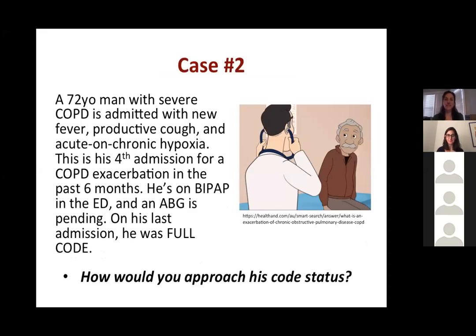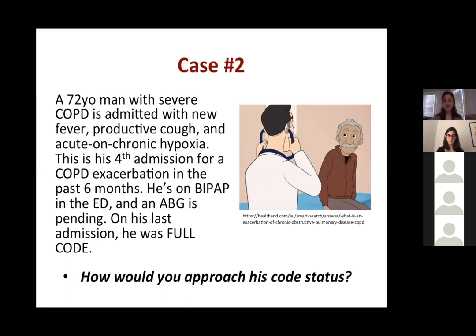With a second case, a little bit different than the first one. So this one is a 72-year-old man with severe COPD who is getting admitted with new fever, productive cough, and acute on chronic hypoxia. This is his 4th admission for a COPD exacerbation in the past 6 months. He's on BiPAP in the ED, and an ABG is pending. On his last admission, he was full code.